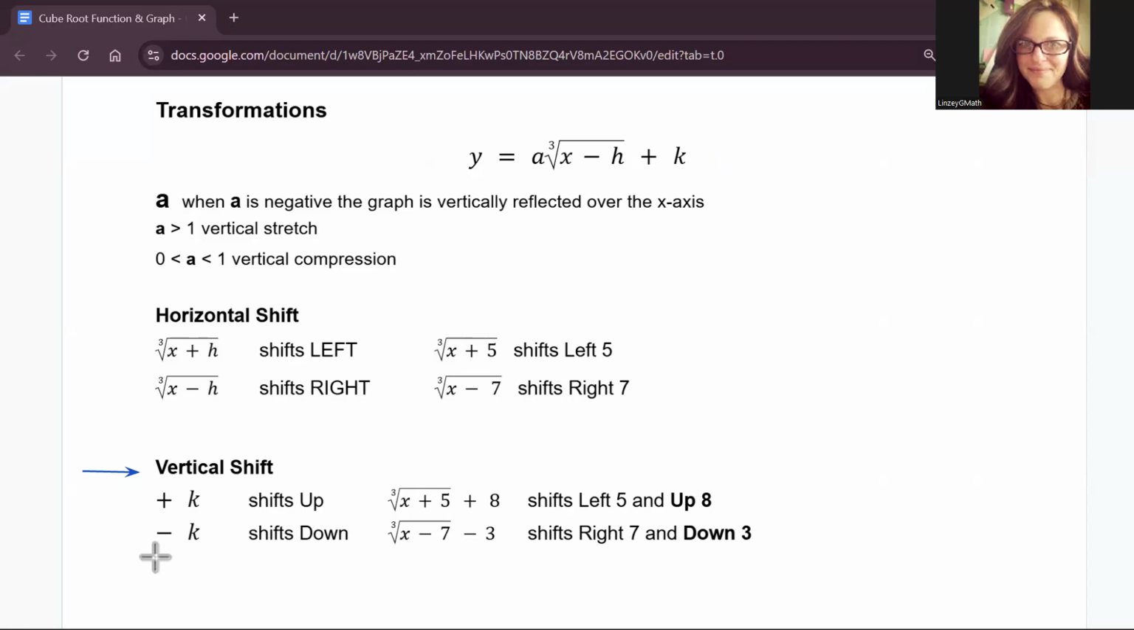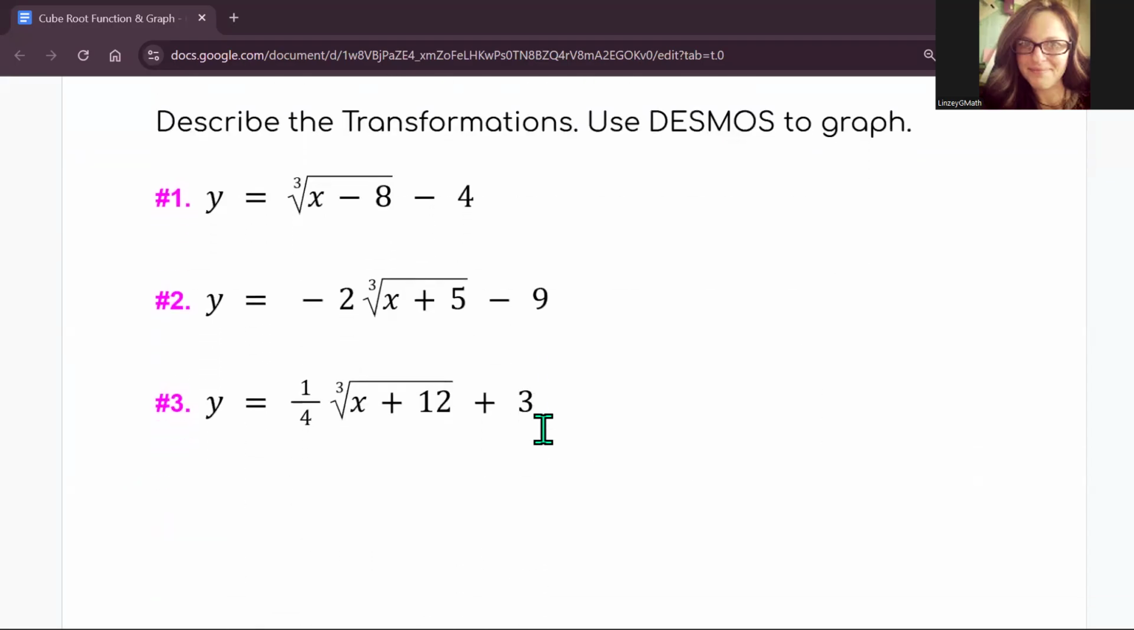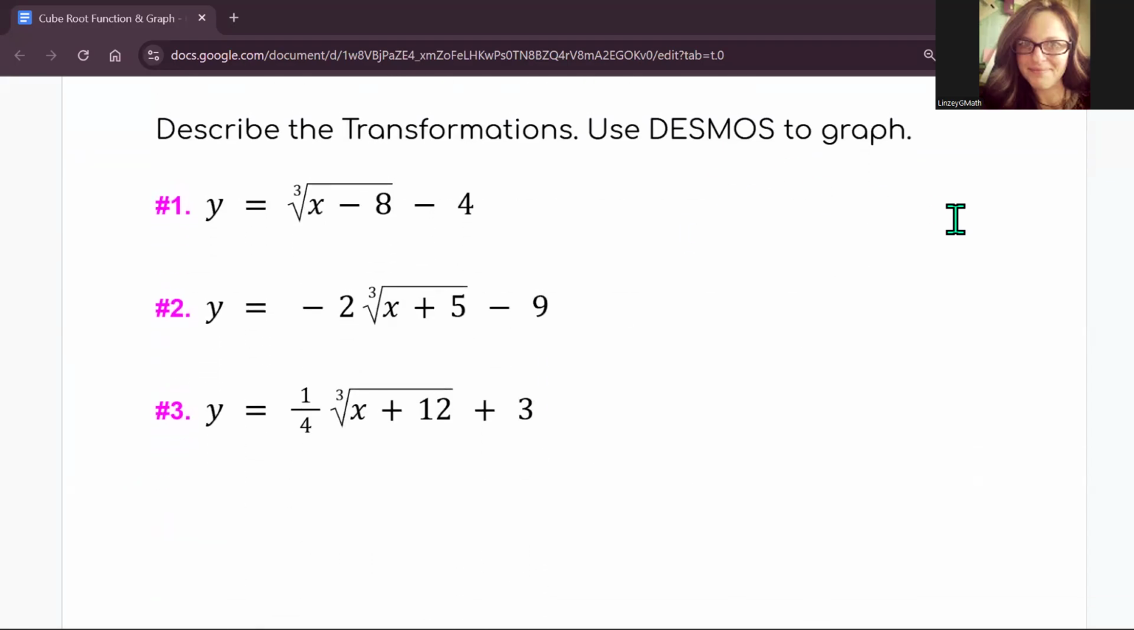Let's take a look at some practice problems identifying the transformations. You can use Desmos to graph and take a look at a visual representation. All right, here we go. Number 1, the -8 under the radical is going to shift the graph to the right 8. And then the -4 on the outside will shift the graph down 4.